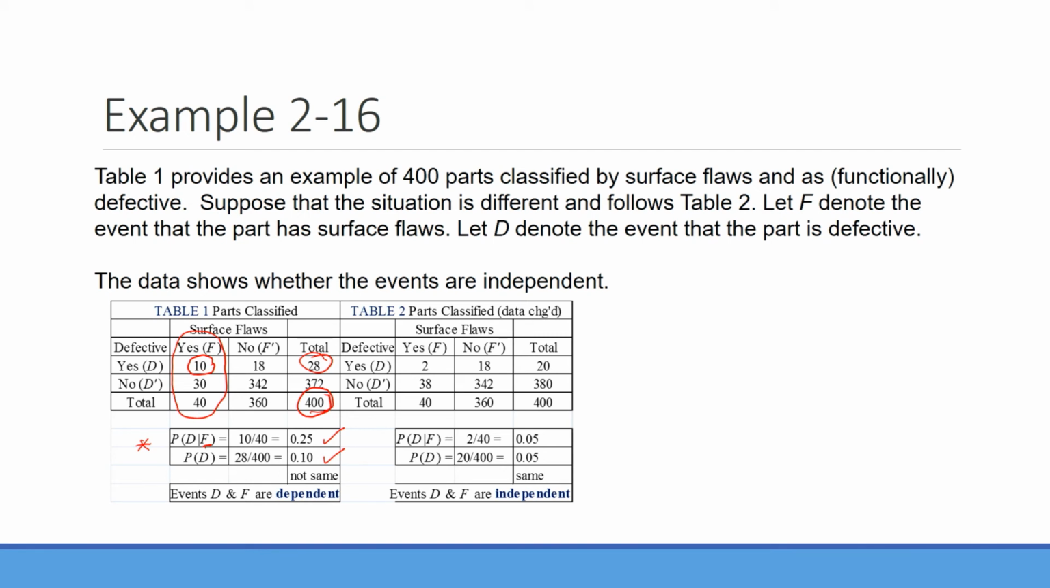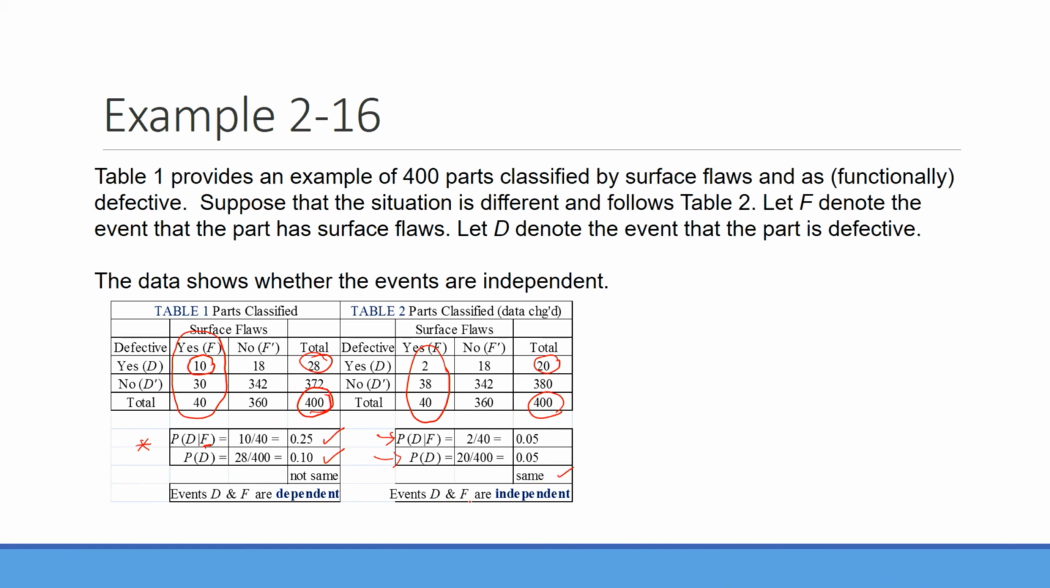So let's take a look at data 2, new data. In this case, still the same type of table. There's still 400 parts. Let's say it was run another day. Some calibration was done. So this time, the probability of D given F, defective given flaws, again, we're still looking at the same place. Now it's 2 divided by 40. Now the unconditional probability of D, probability of defectives, is 20 out of the 400, which is also 0.05. They're the same.